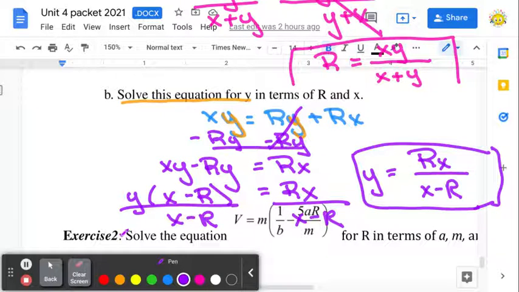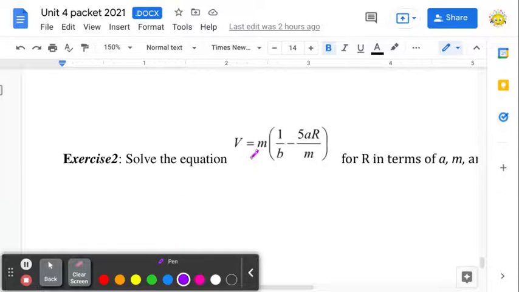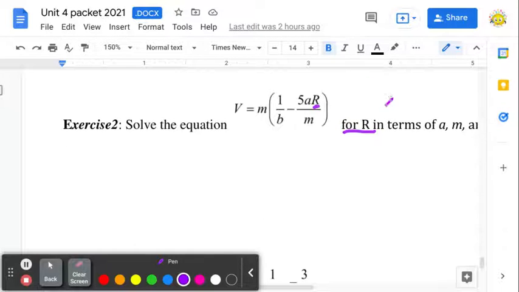I'm going to clear my screen and get ready for number 2. So here we have the equation V equals m times the quantity 1 over b minus 5 times AR over m, and we're solving this for r. Of course we are. It's stuck in the middle of a parentheses. Just like any other equation, I've got to get rid of the parentheses before I can do anything.